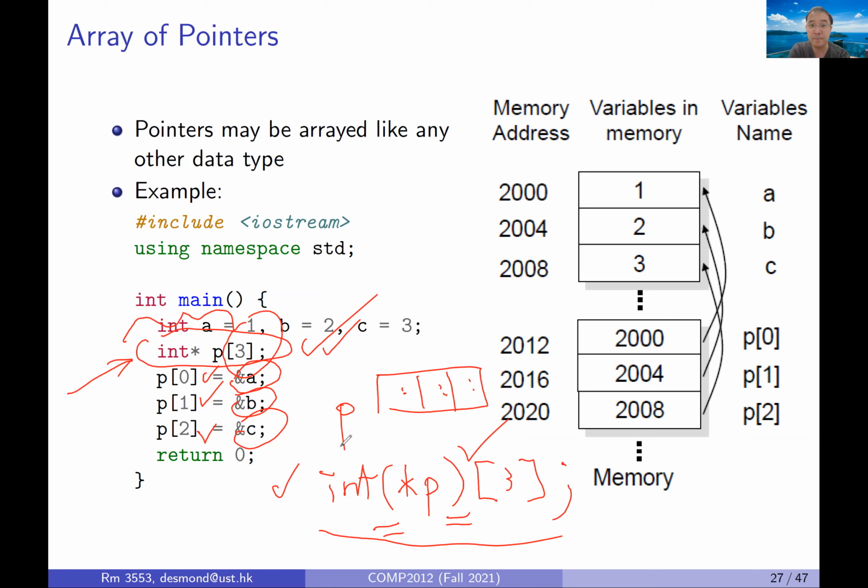Let me say one more time. This one is an array of pointers. 3 pointers here. But this one is a pointer to an array with 3 boxes, and each is int. This is a pointer that can be used to point at an array of 3 boxes, and all 3 boxes are ints. Do you know what I'm saying?